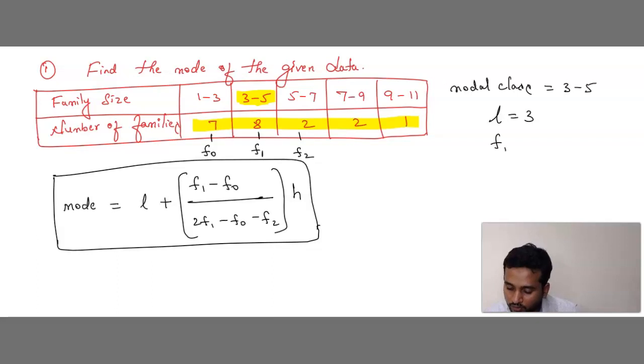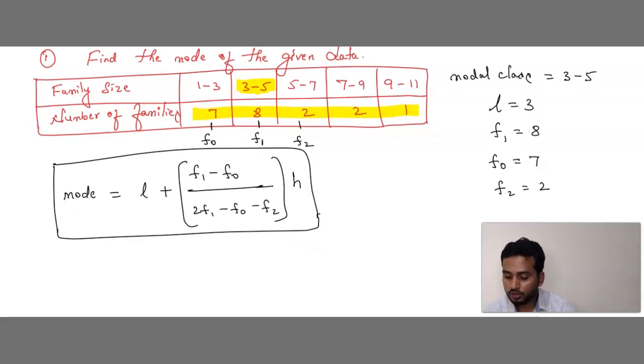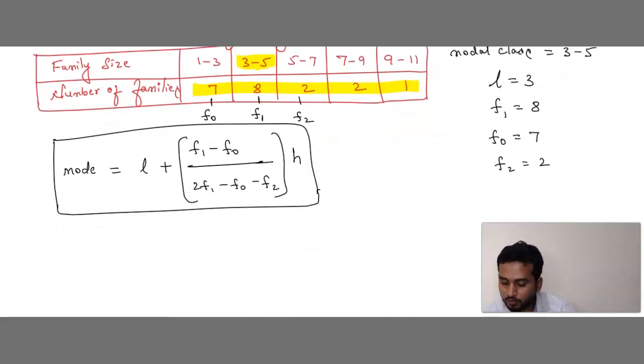And next, what is F1? The value of F1 is 8. F0 is, okay, what is the value of F0? That is 7. And then F2 is nothing but 2. Any doubts? Understood? Now what are the values we need? We want L. We have got F1, F0, F2, and H.